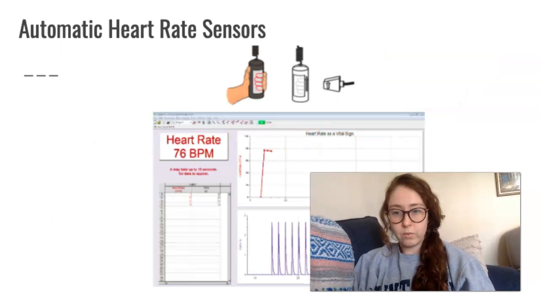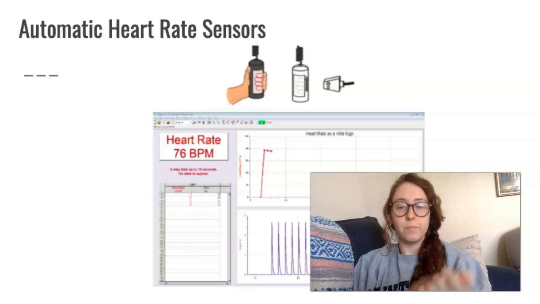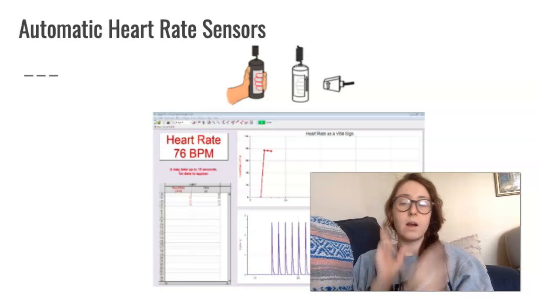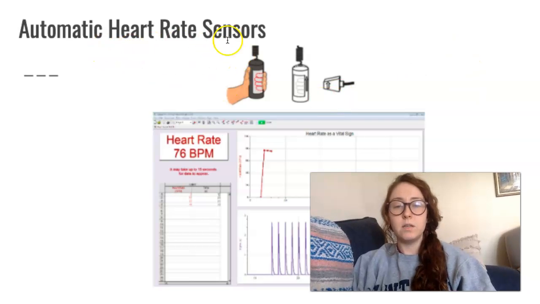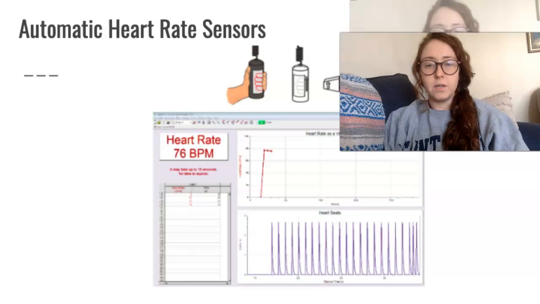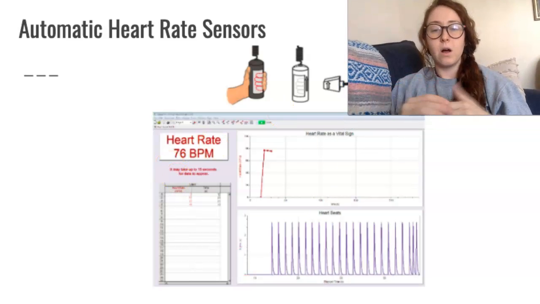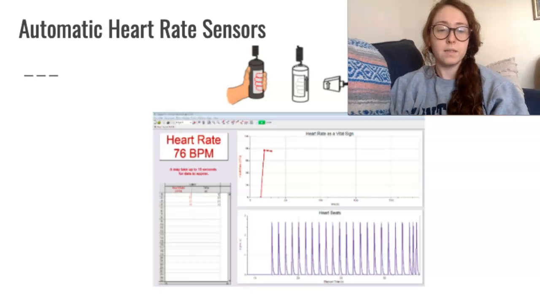Now, because we were not at school, I just asked you to do it manually with your fingers. So you tested carotid or radial pulse. If we were in school, you could also use these automatic heart rate sensors. So this is what they use when you go to visit a doctor. It's in your iWatch. A lot of the Android phones have the thing where you can place your finger on the phone and it'll take your pulse automatically. So there's both manual and automatic ways to detect your heart rate.